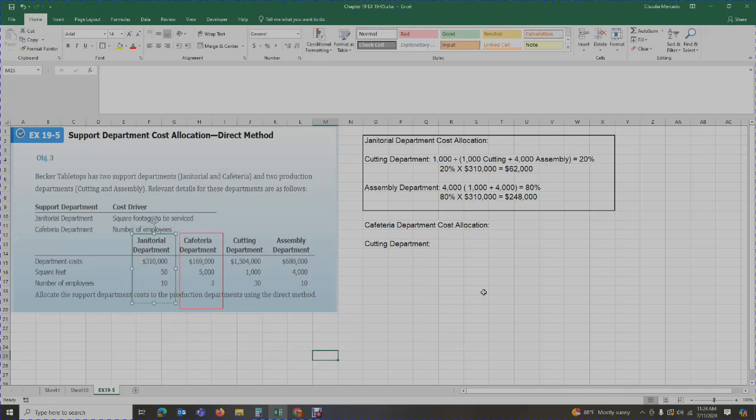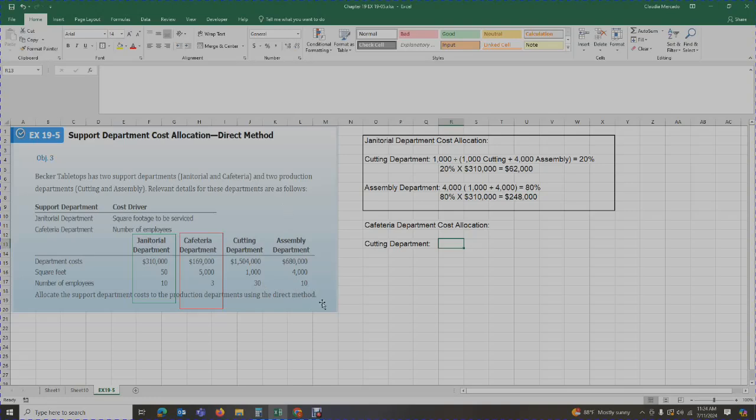Okay. So for my cafeteria, remember, the cost is going to be distributed based on the number of employees. The cutting department has 30 employees. The assembly department has 10 employees. So in total, how many employees do we have? Well, 30 plus 10 gives you 40. So we have a total of 40 employees in our production departments.